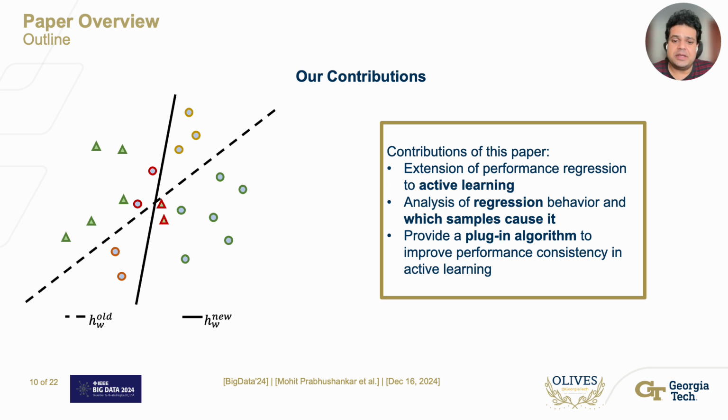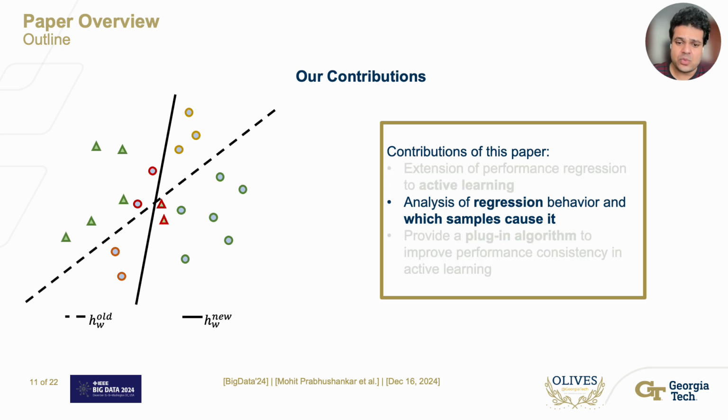Our contribution in the paper is basically to extend this performance regression to the setting of active learning. A large part of the paper is dedicated towards analyzing this regression behavior because there are a few surprising factors that come into this. And finally, we'll be describing our method itself, which is ROSE, which is a plug-in approach that improves active learning by reducing regression across different algorithms. So let's start. We already talked about active learning, which is where regression fits into active learning. The next part of the presentation is going to be about analyzing regression and some surprising behaviors that it exhibits.